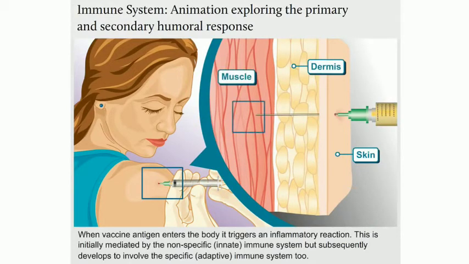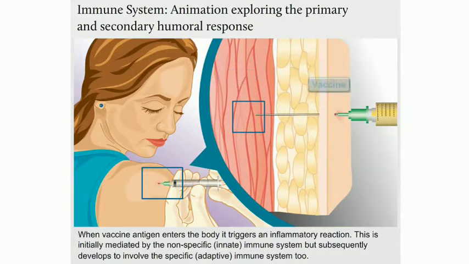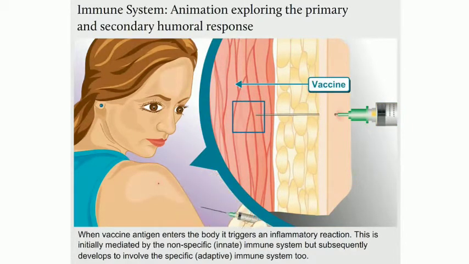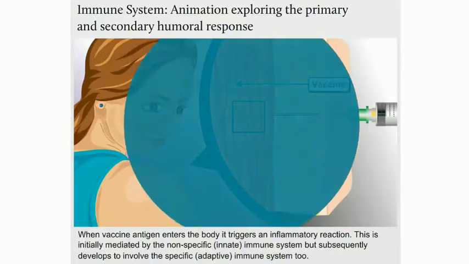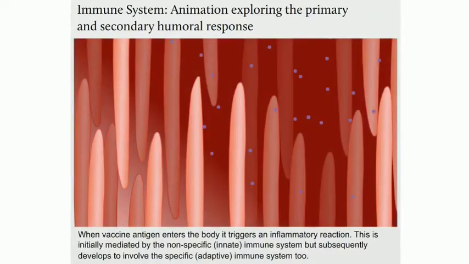When vaccine antigen enters the body, it triggers an inflammatory reaction. This is initially mediated by the non-specific innate immune system, but subsequently develops to involve the specific adaptive immune system too.